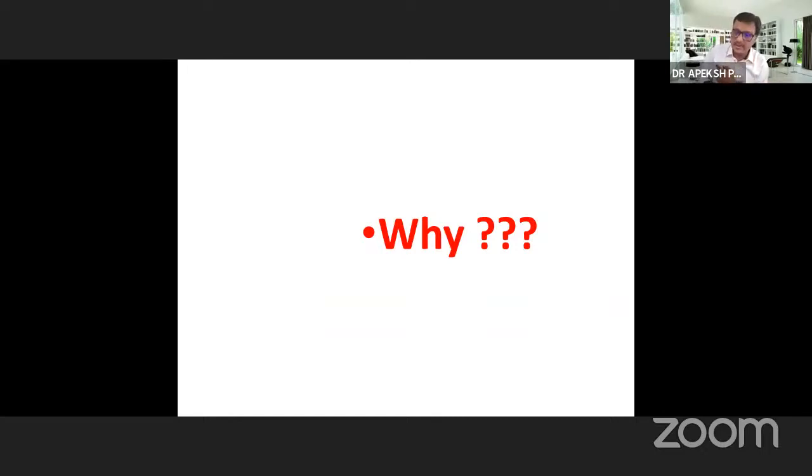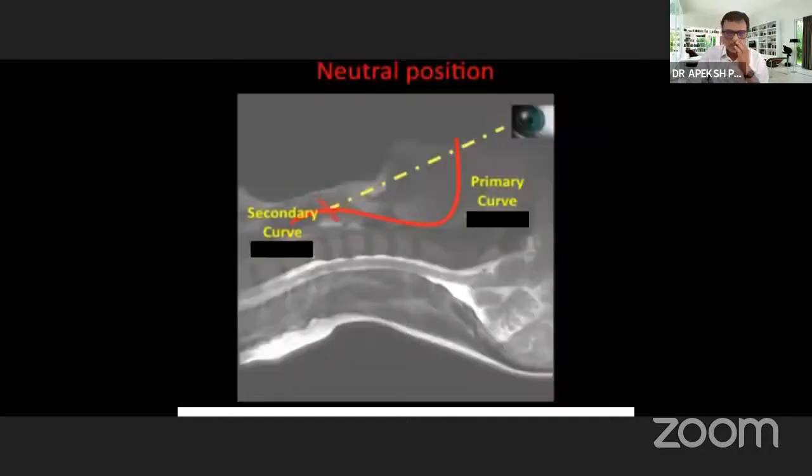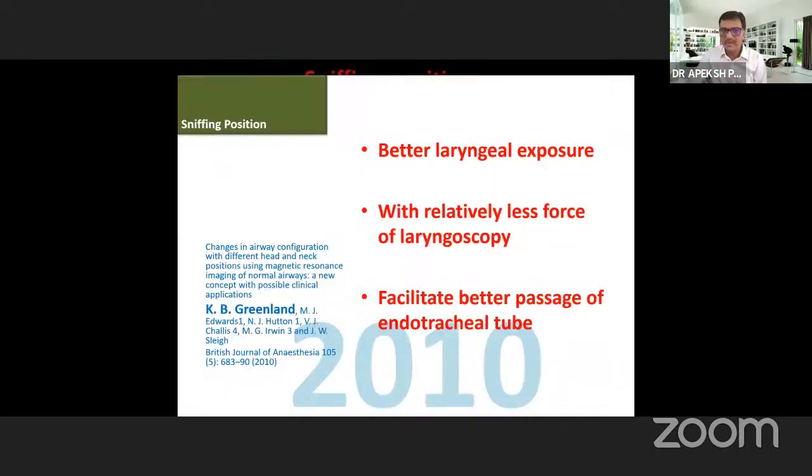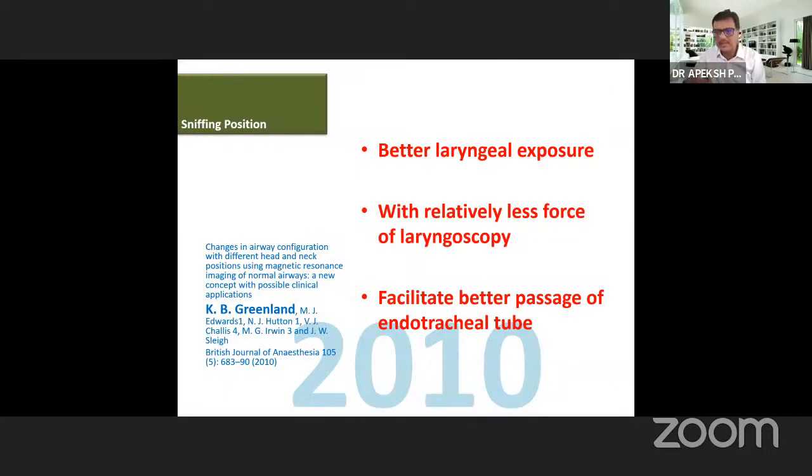This is the reason why sniffing position is to be used for laryngoscopy, not because it aligns the axis or does not align the axis. That concept has been changed. So what happens from neutral to extension, neutral to sniffing, is that the primary curve becomes flattened and decreases the submandibular tissue area between the line of sight and the primary curve, and that decreases the force of laryngoscopy. So sniffing position provides better laryngeal exposure with relatively less force of laryngoscopy compared to other positions and facilitates better passage of the endotracheal tube.